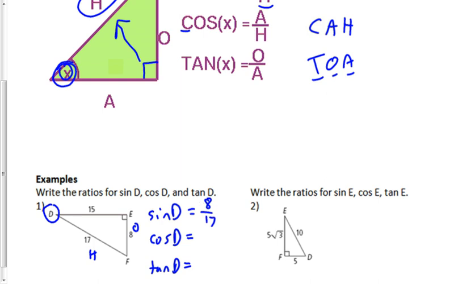Cosine of d would be adjacent. Cosine is adjacent over hypotenuse, so it's 15 over 17. The tangent ratio would be TOA, opposite over adjacent, so that would be 8 over 15. All right. Let's do it for number 2 here. Sine of E, cosine of E, and tangent of E.